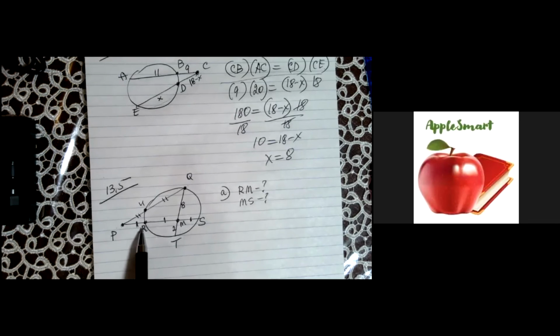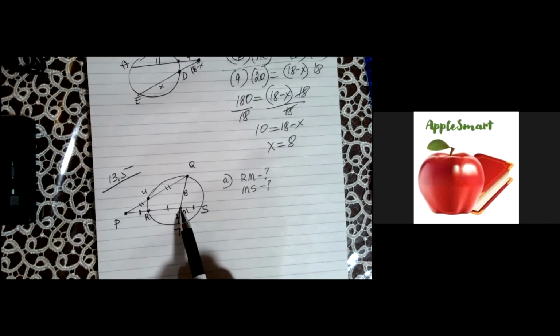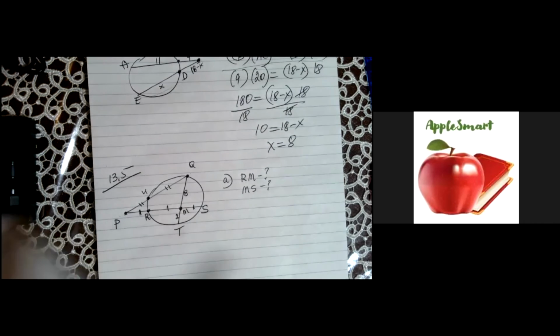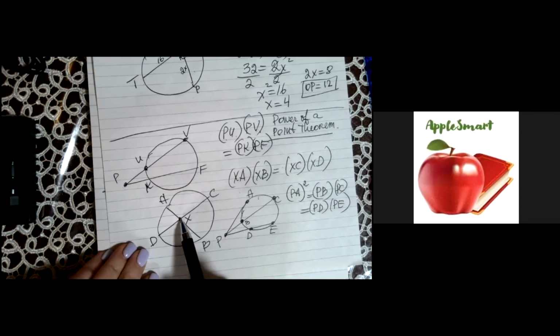They're equal, right? RM and MS, they are equal. So just give me 1 second here. I'm checking something. This point M is the power of a point theorem again. It's the same as, I'll bring it back here, this. What did we say here?